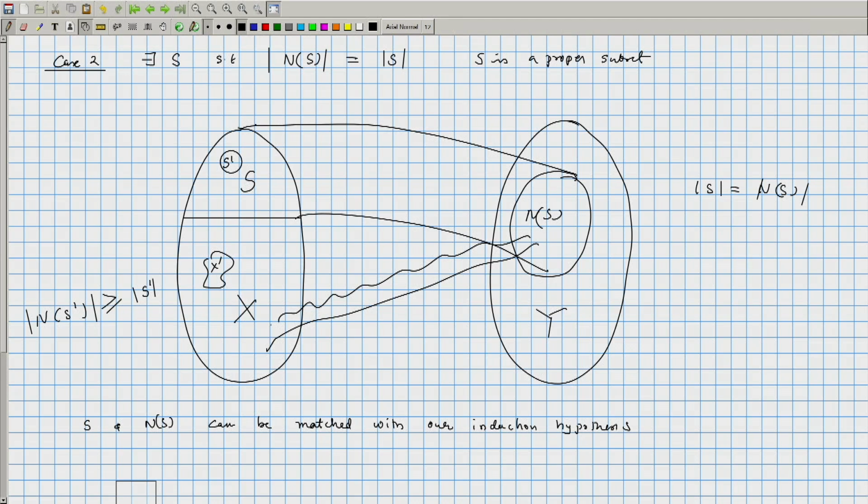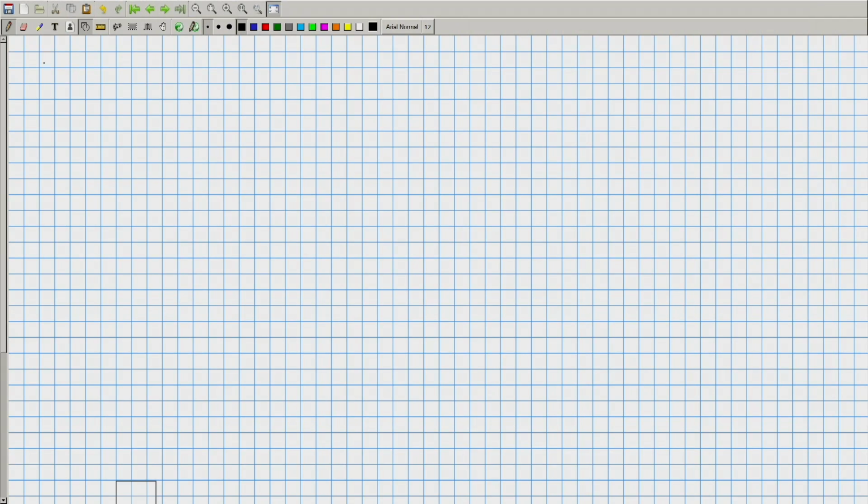So, what we have right now is that S and NS can be matched. And what we need to show is that X prime and N of X prime, restricted to Y minus NS, can be matched.